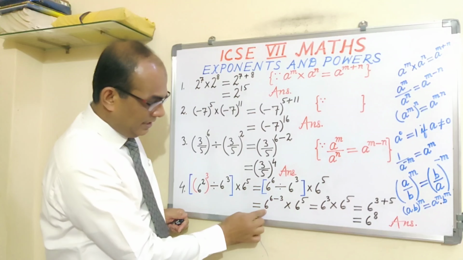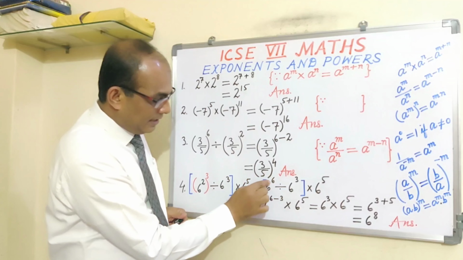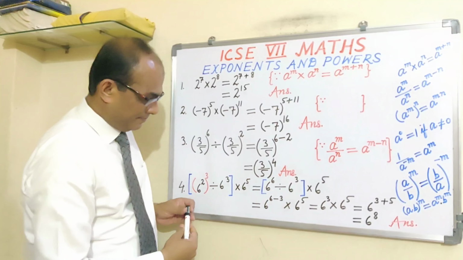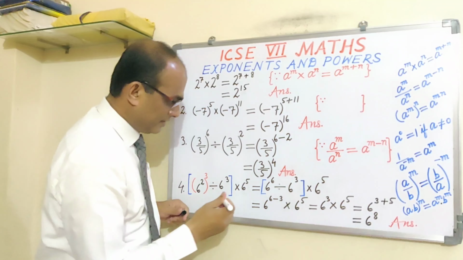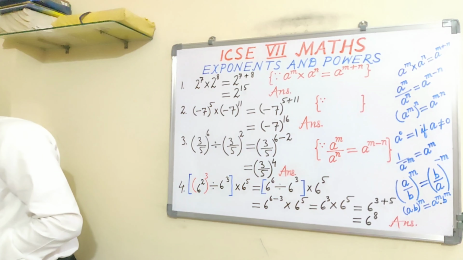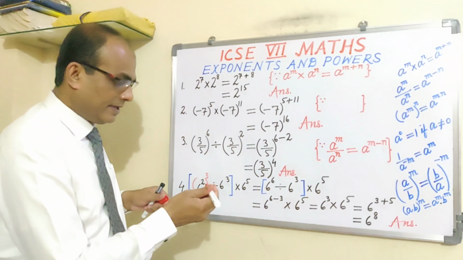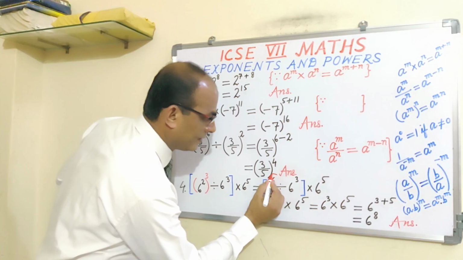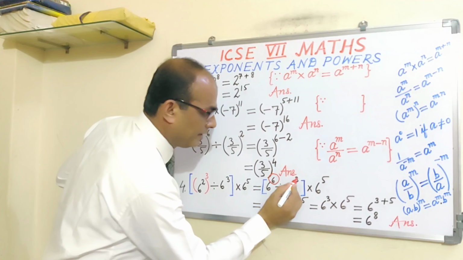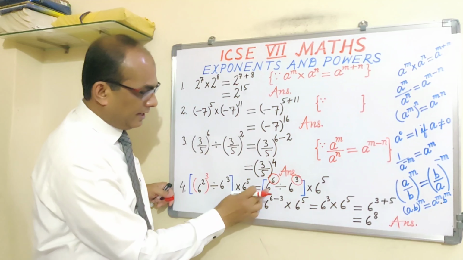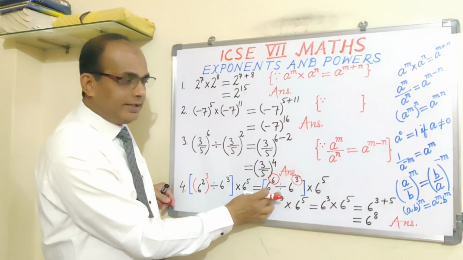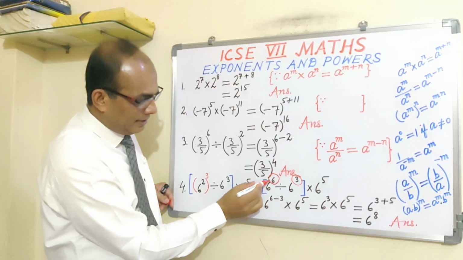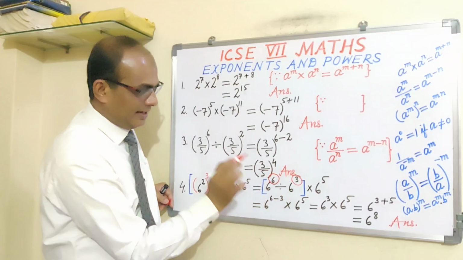A raised to the power m. This is m. M minus n. This is m, this is m, and this is n. So a raised to the power m divided by a raised to the power n is equal to a raised to the power m minus n.